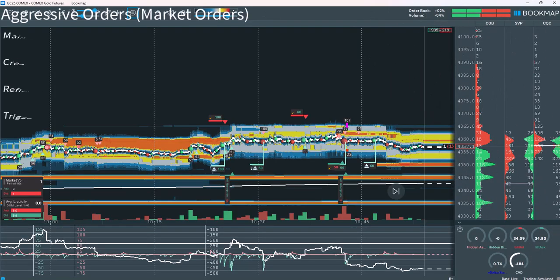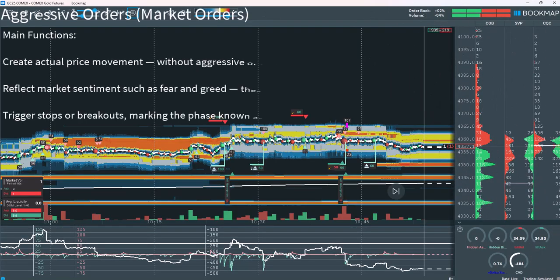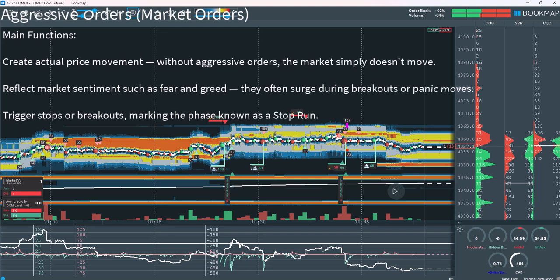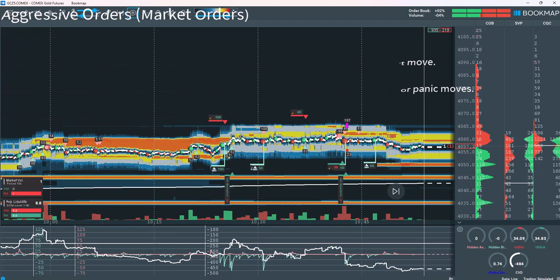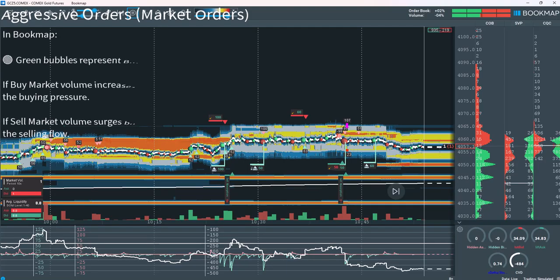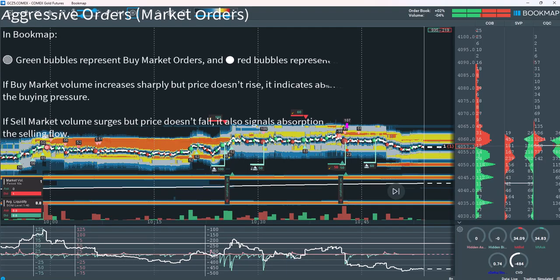Aggressive orders. Main functions: create actual price movement. Without aggressive orders, the market simply doesn't move. Reflect market sentiment such as fear and greed, they often surge during breakouts or panic moves. Trigger stops or breakouts, marking the phase known as a stop run. In Bookmap, green bubbles represent buy market orders and red bubbles represent sell market orders.